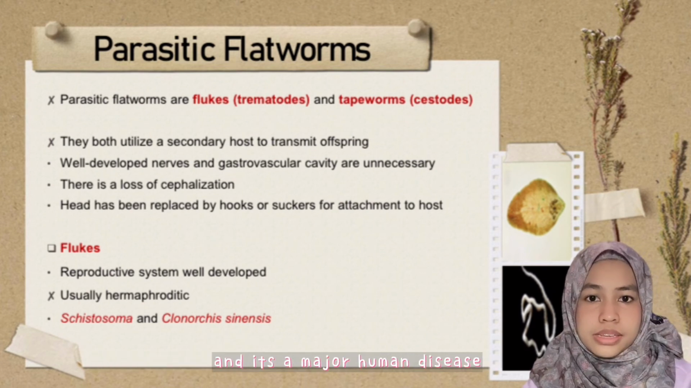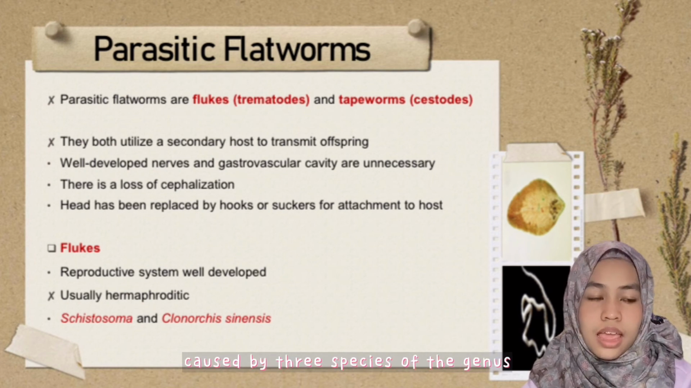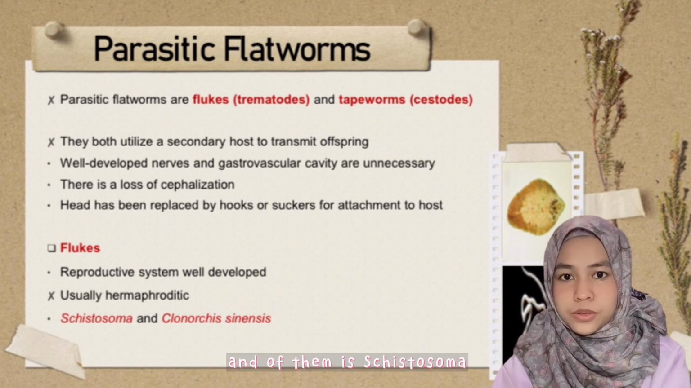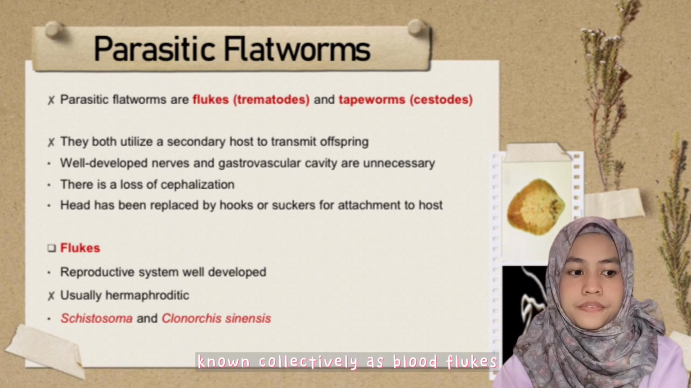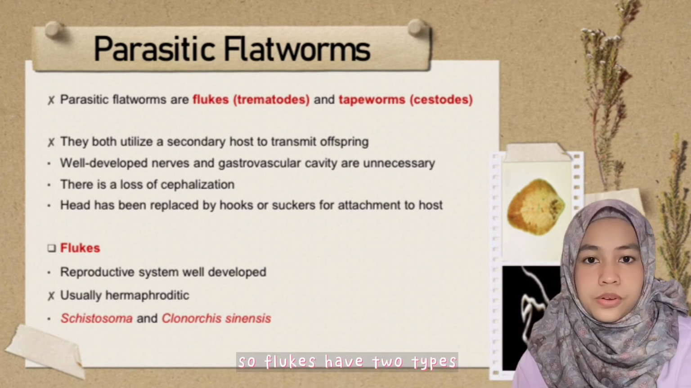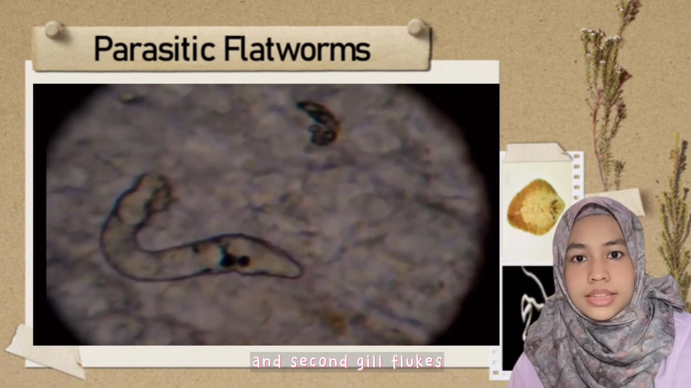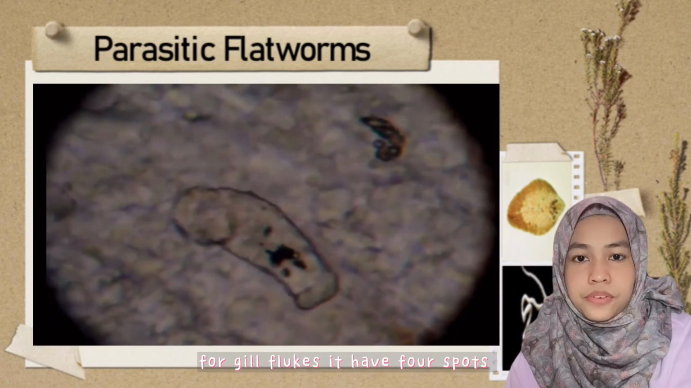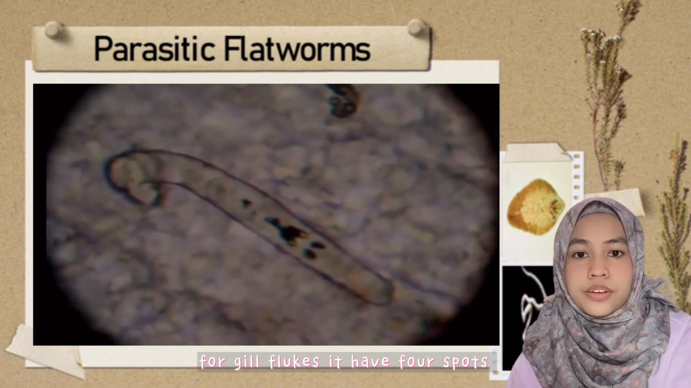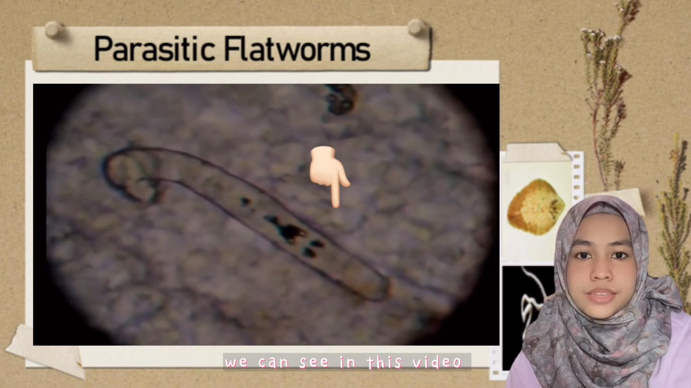And it's a major cause of human disease caused by three species of genus, and one of them is Schistosoma, known collectively as blood flukes. So flukes have two types, first skin flukes and second gill flukes. For gill flukes, they have four spots we can see in this video.